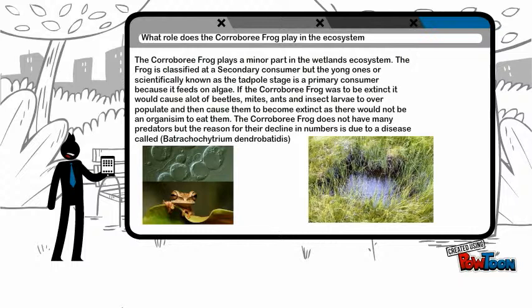If the Corroboree frog were to go extinct, it would cause a lot of beetles, mites, ants and insect larvae to overpopulate and then cause them to become extinct as there will not be enough organisms to eat them. The Corroboree frog does not have any predators, but the reason for the decline in numbers is due to a disease.